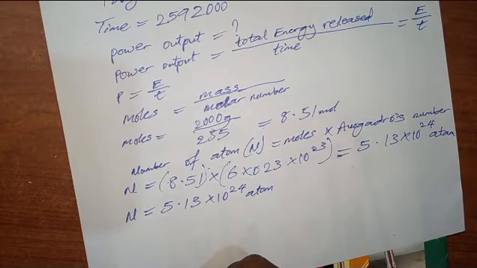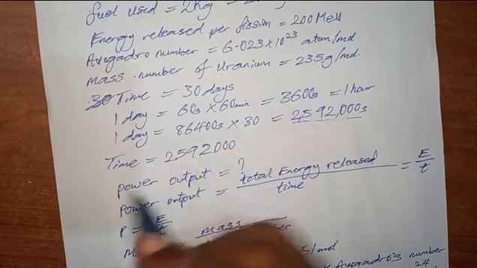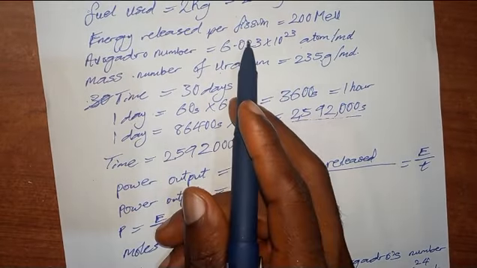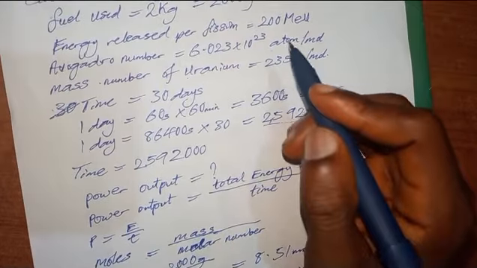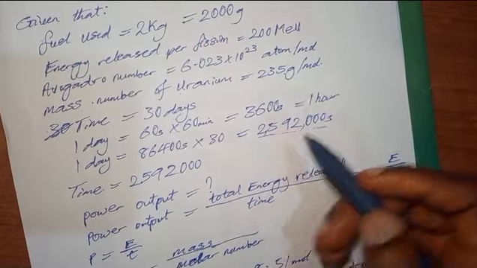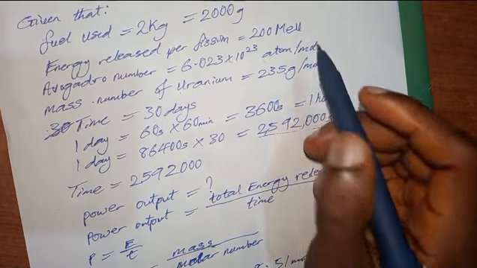And now that we have gotten the value for the number of atoms, we need to calculate the total energy released. While calculating this, it is the number of atoms times the energy released per fission, so we need to calculate that one also. To do that, we need to convert this 200 mega electron volts to joules.